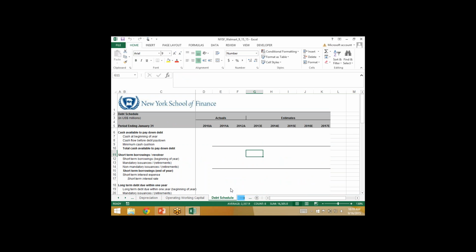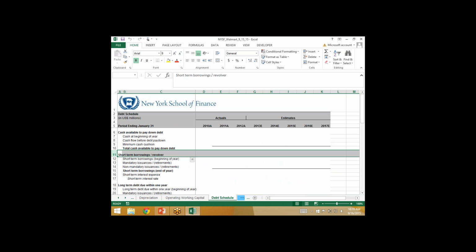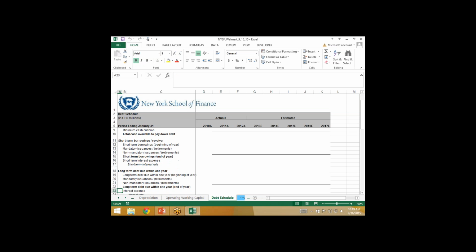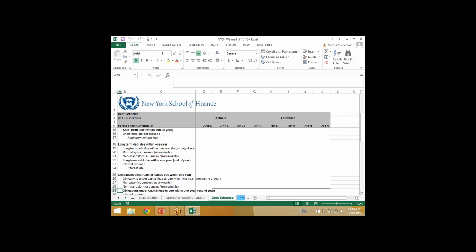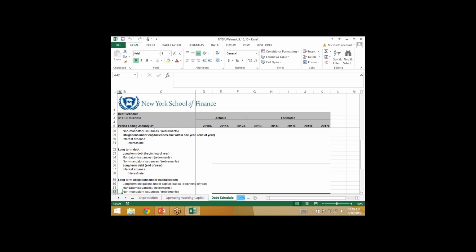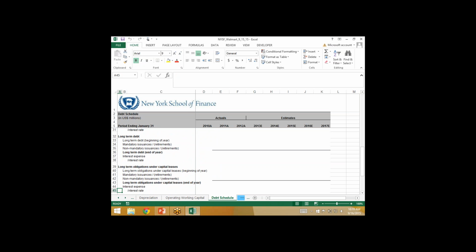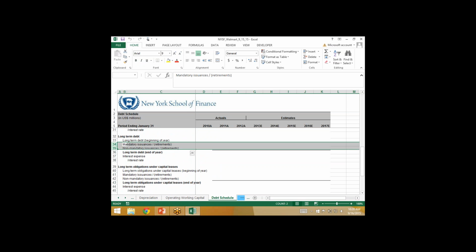In other words, in the debt schedule, I have a section here for each type of debt that I just identified. The short-term debt borrowings section, long-term debt due within a year section, capital leases, long-term debt, and long-term obligations under capital leases. 5 different sections. Each section contains a beginning balance and ending balance, a line for interest expense, interest income, and 2 lines in between that will help us determine raising and paying debt in different situations that we'll talk about. So this section I just copied 5 times.